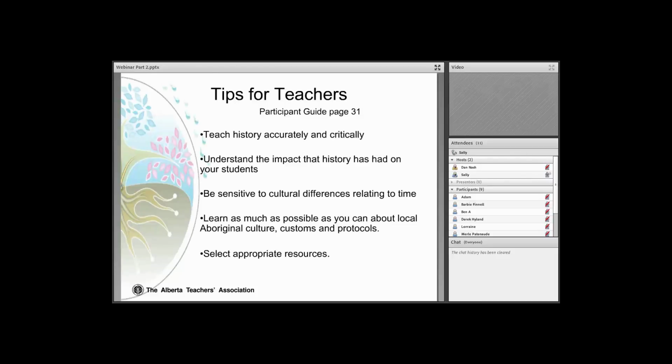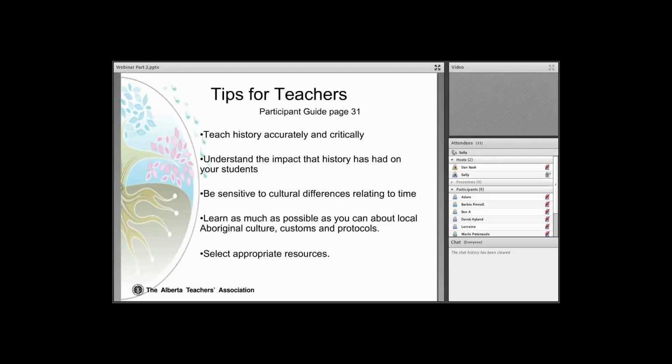The first one talks about teaching history accurately and critically. We want to make sure that we are providing accurate portrayals of historical events. These are actually quite hard to find, especially since many of these things happened a long time ago. So when we are bringing resources into the classroom, it's important that we find resources with multiple perspectives, but also perspectives of those that were involved in that history. One way to teach history accurately is to invite elders to present oral histories to your classrooms.